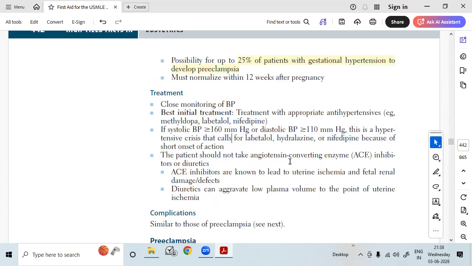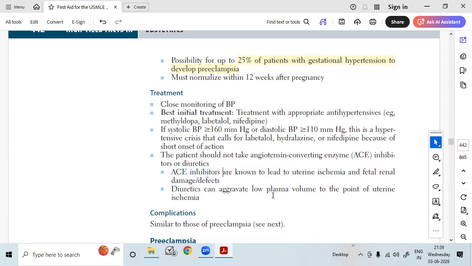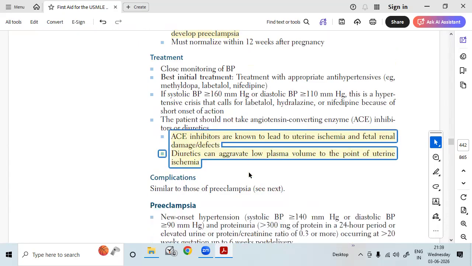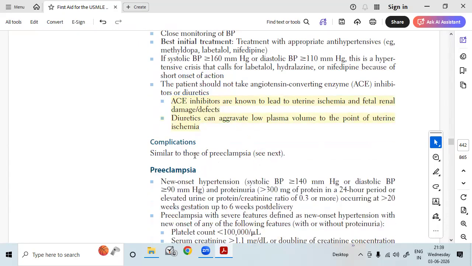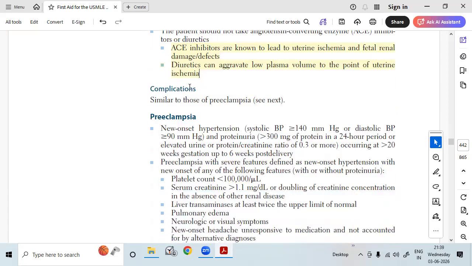The patient should not take ACE inhibitors or diuretics. ACE inhibitors are known to lead to uterine ischemia and fetal renal damage. Diuretics can aggravate low plasma volume to the point of uterine ischemia. So both of them can cause uterine ischemia. So this is important, you might be asked. The complications are similar to those of preeclampsia, obviously. We will see now the complications of hypertension as well.